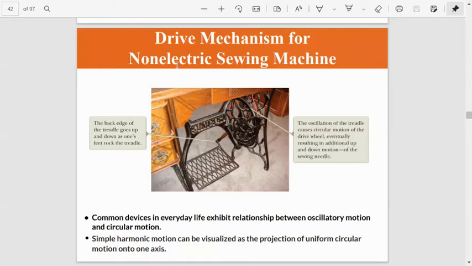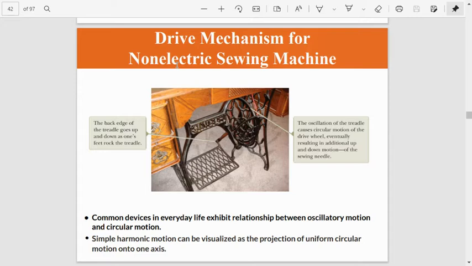Okay. Hello, everyone. This is the fourth in a series of lectures covering Chapter 5. We're going to talk about the relationship between uniform circular motion and simple harmonic motion.